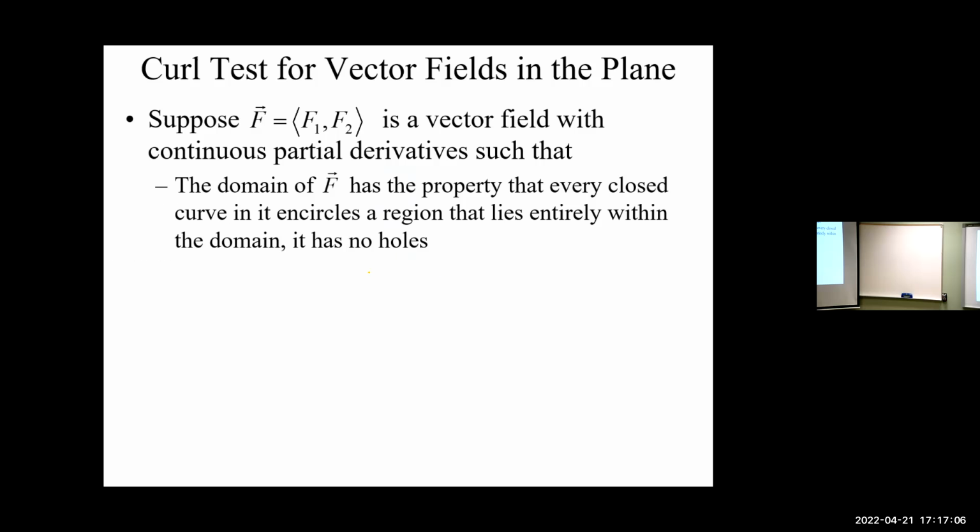So this is basically our curl test. Now there is something important, and we're going to look at this here in a second. The domain of F, the domain of our vector field, does have to have the property that every closed curve within it encircles a region that lies entirely in the domain, that there are no holes. I will address that here in a second, but I want to show you how this works in practice. So we like it when our curl is 0. We love it because that means we have a gradient field, and if we have a gradient field, we have a potential function.